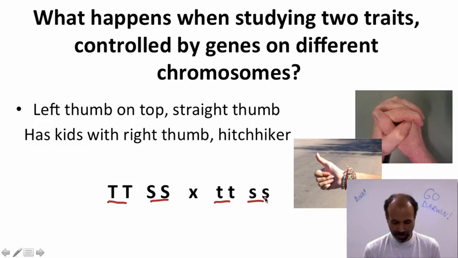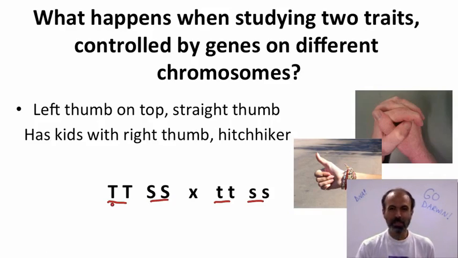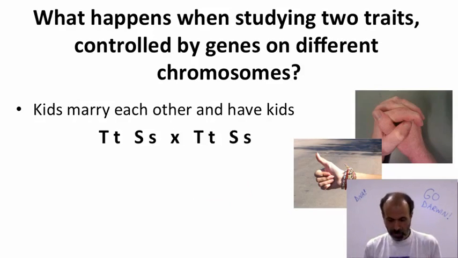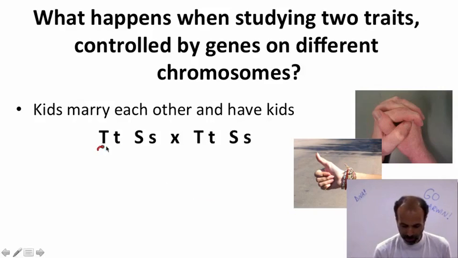Okay? In this case, this is referring to the straight versus hitchhiker for the S and left versus right with the T's, where capital T is a left. So let's follow what happens. The offspring will obviously get one big T, one little t, one big S, one little s, right? Because there's no alternative. So here we go. Here's the kids. Big T, little t, big S, little s.